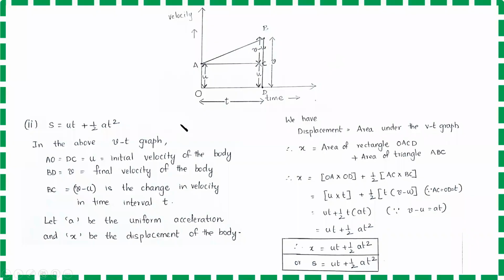Let us start with the second kinematic equation. S is equal to ut plus half at square.